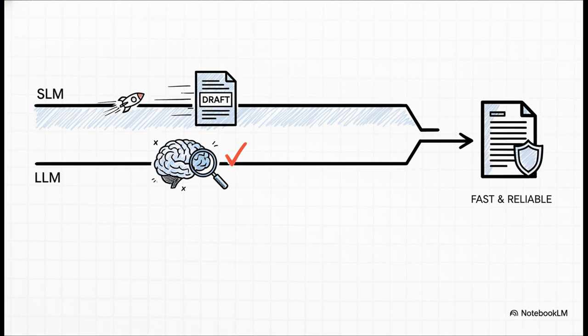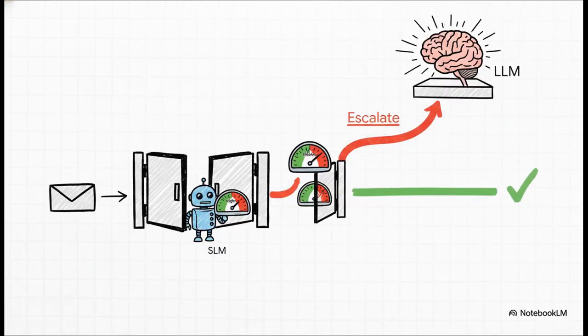Pattern 3 is the parallel check, and this one is all about speed and quality, which is the holy grail, right? The moment a request comes in, the SLM shoots back an answer almost instantly, so the user never has to wait. But at the exact same time, in the background, the LLM is reviewing that answer to make sure it's perfect. So you get the best of both worlds, the lightning-fast response of the SLM with the quality guarantee of the LLM. And our last pattern?